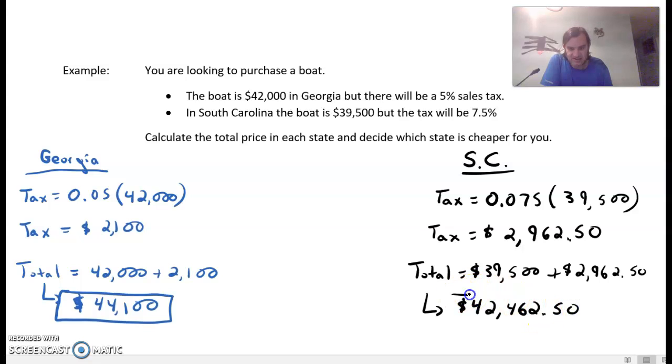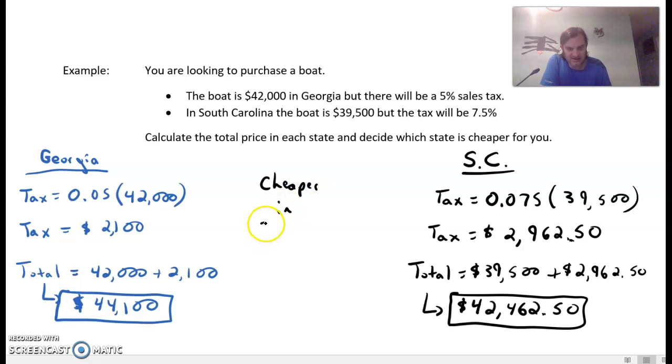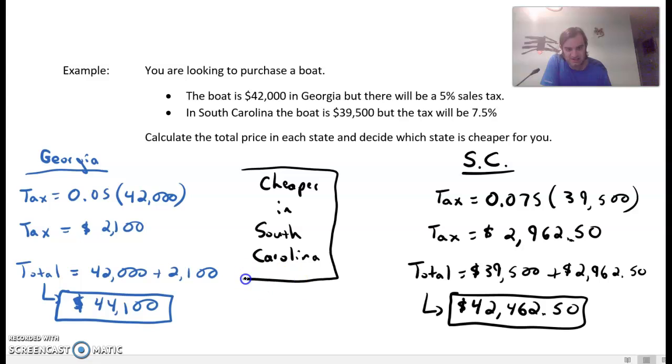$42,462.50. So after seeing those two things, that is definitely cheaper. I mean, the tax is a lot more, but because there was a difference in the price to start with, it works out. Not necessarily a good idea to avoid the math all the time, but let's say it's cheaper in South Carolina. If those prices had been a little bit closer together, it might have given us a surprise. Let's see where we go next.